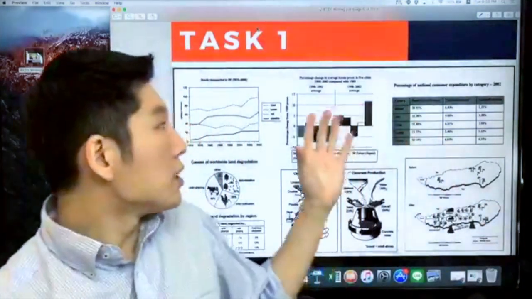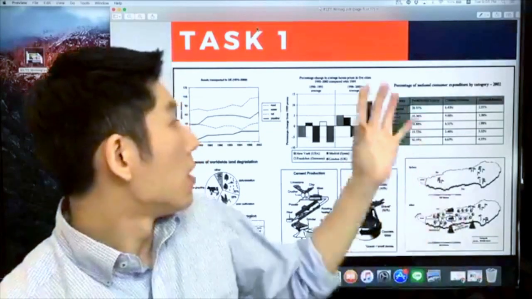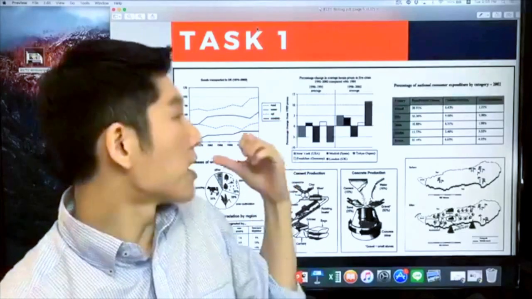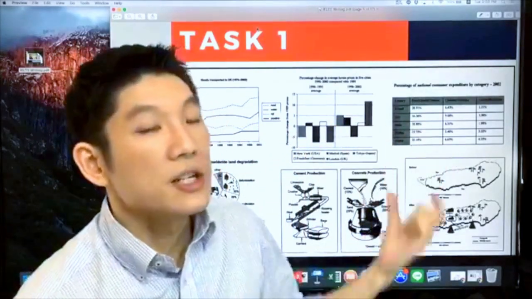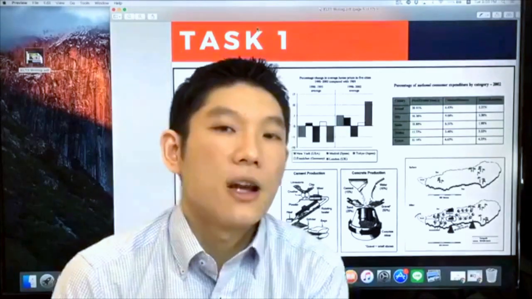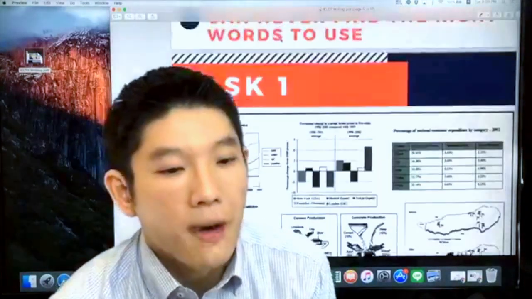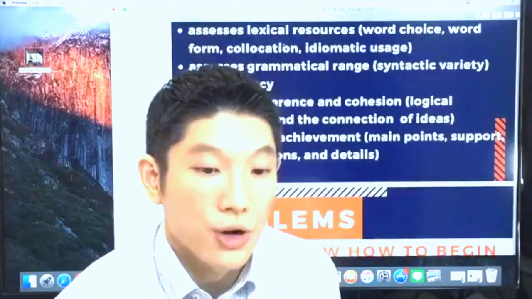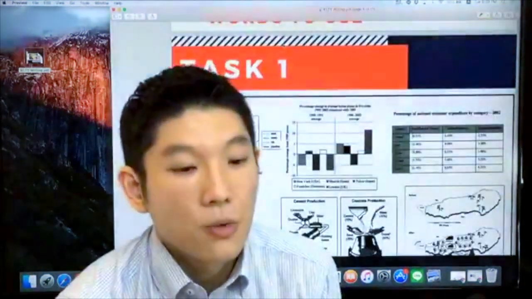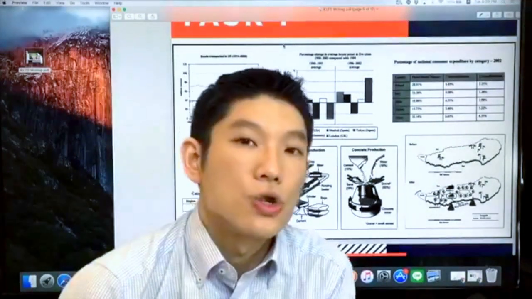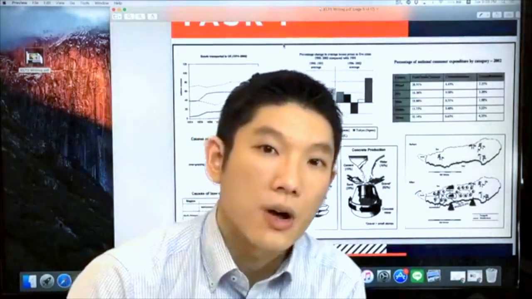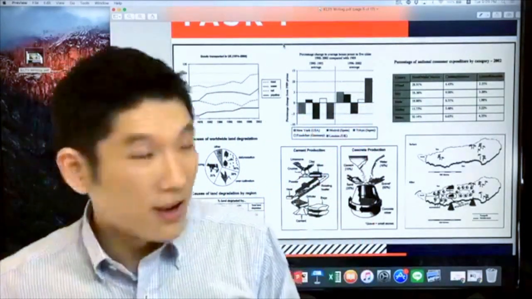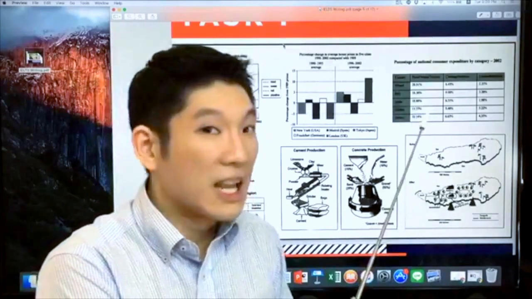So there is indeed different terminology for different kinds of charts, but the abilities assessed are the same. So what exactly are they assessing you on? Of course, we can look back on the official definition: assess grammatical range, assess coherence and cohesion. But what exactly are they asking you to do? They're asking you to summarize the information. So they're actually asking you to interpret data.